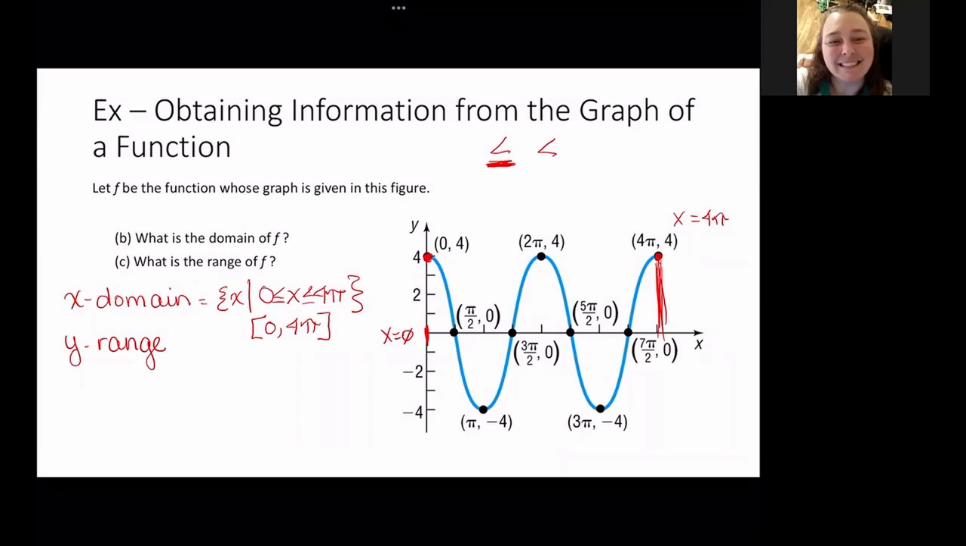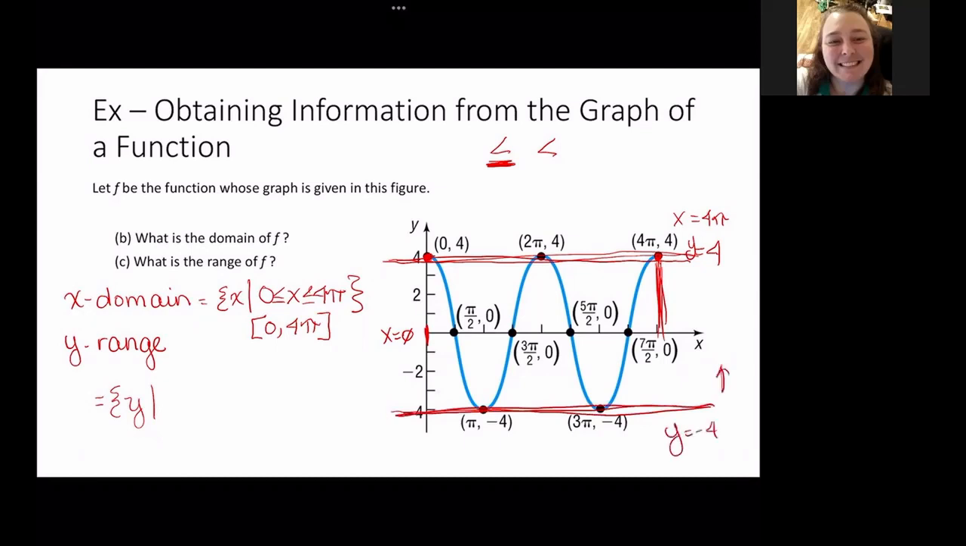Now the range. The range is going to be all y's where my y is maxing out here, so that's 4. And the minimum is down here, so y equals -4. So my y is everything in between. It never goes outside of those. So I'm going to have from -4 to 4.